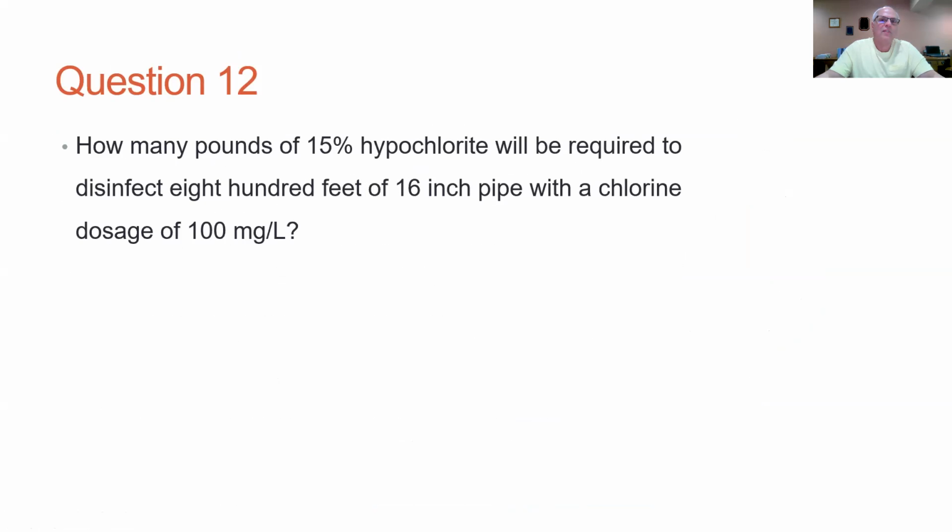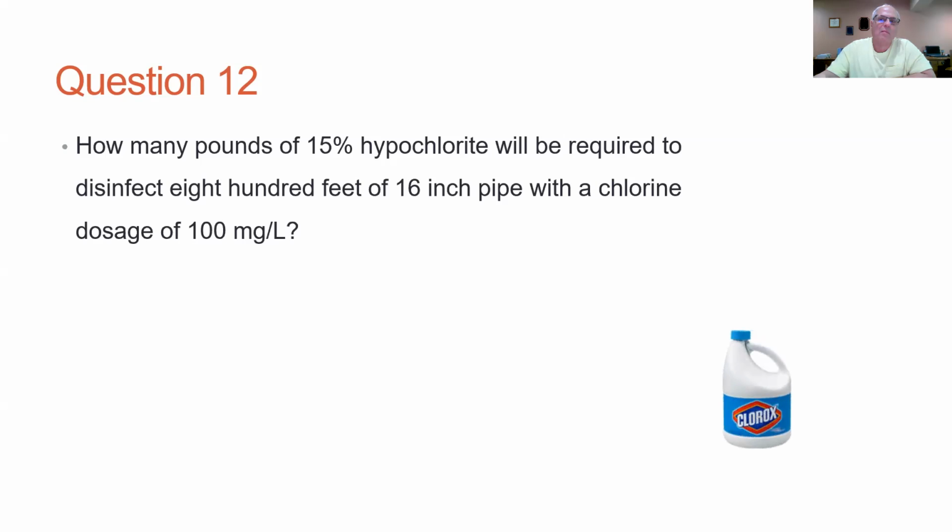How many pounds of 15% hypochlorite will be required to disinfect 800 feet of 16-inch pipe with a chlorine dosage of 100 milligrams per liter? Typical distribution problem. You're out in the field, you're disinfecting some new water main, or perhaps you've had to repair a water main and you have to disinfect it again. And you don't have chlorine in the field, you have 15% hypochlorite. How do you do this?